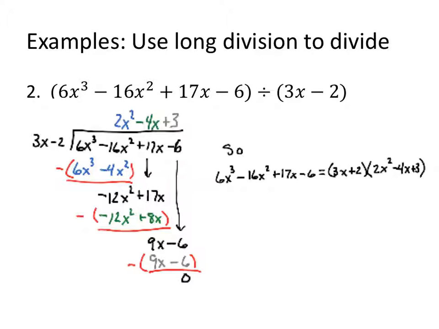You'll notice many of my examples end with a remainder of 0. That does not happen in general. I just so happen to pick some examples that work out really well.